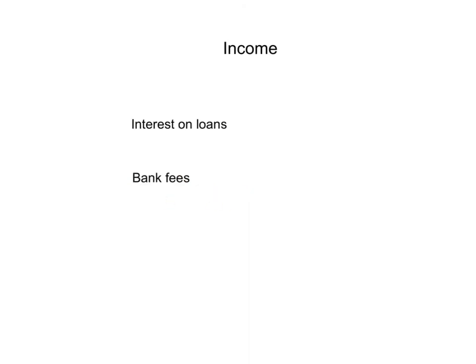Now, the sources of banks' income are mainly from interest on loans that they make. So if they make a mortgage to somebody, if they lend somebody money to buy a house, then the interest that they receive from that is some of their income, and they'll also get income from fees for various things. They might charge a fee on checking accounts, and for a variety of other things.